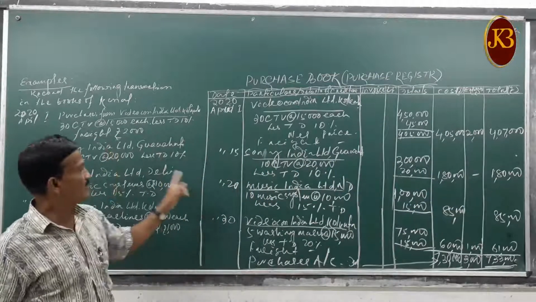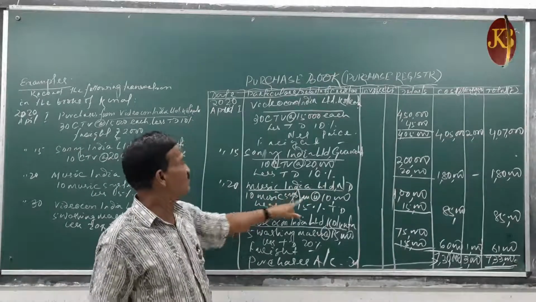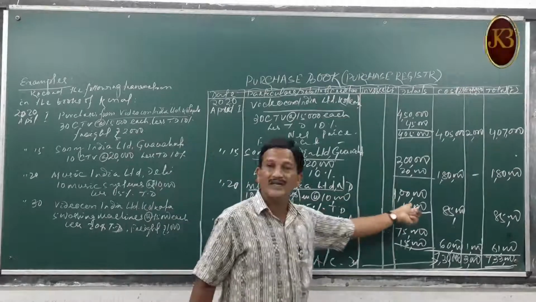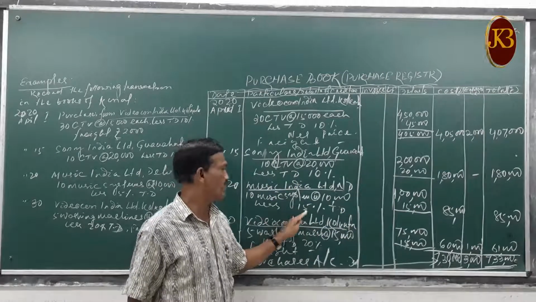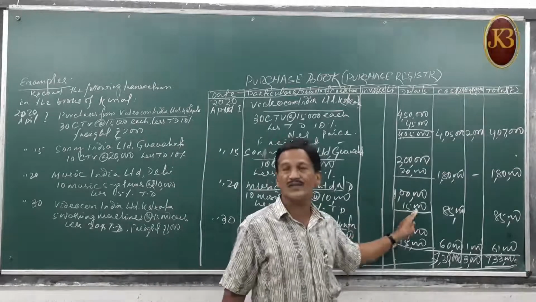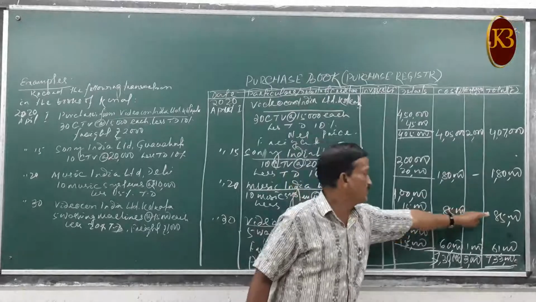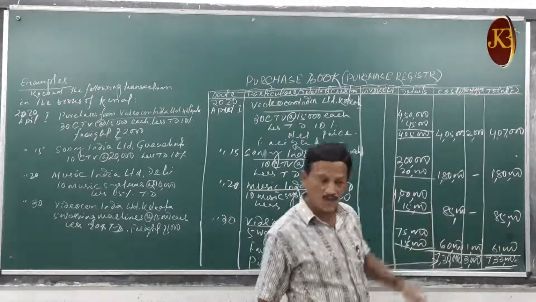Then likewise April 20, Music India Limited, purchased 10 music systems at 10,000 each. So 1 lakh total, less trade discount 15%. So 15% of 1 lakh is 15,000, and the net amount is 85,000. So freight charges are nil, so 85,000 total.